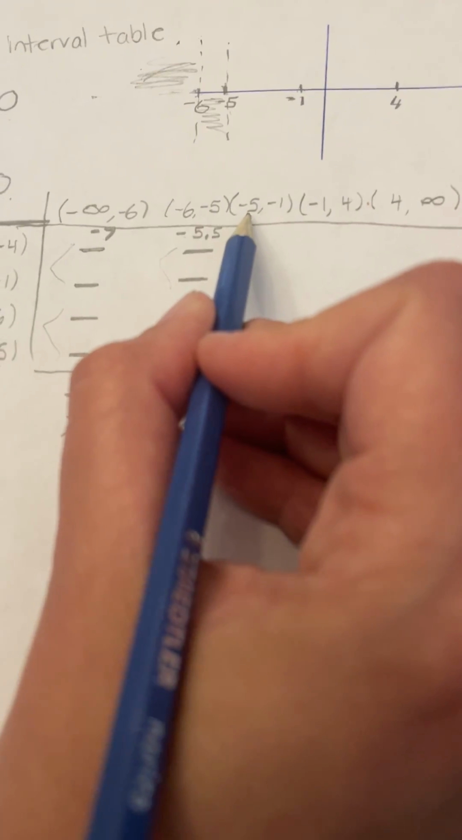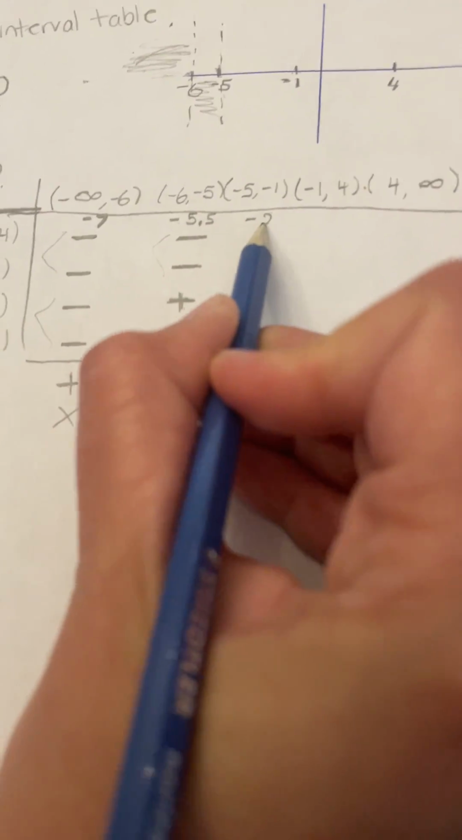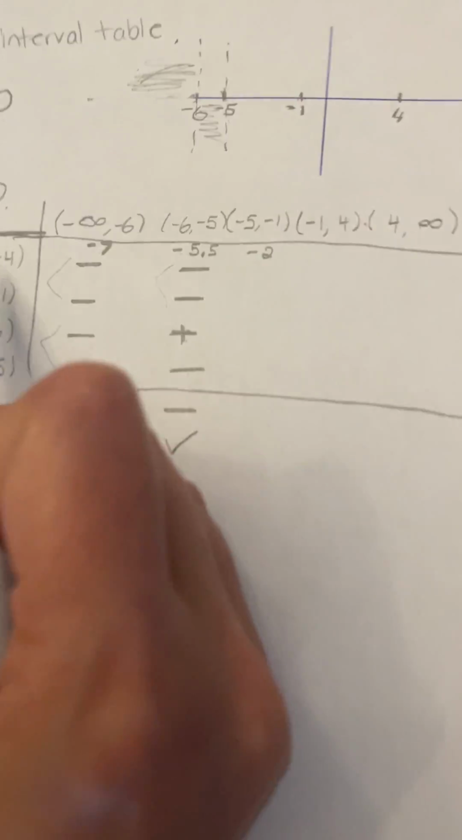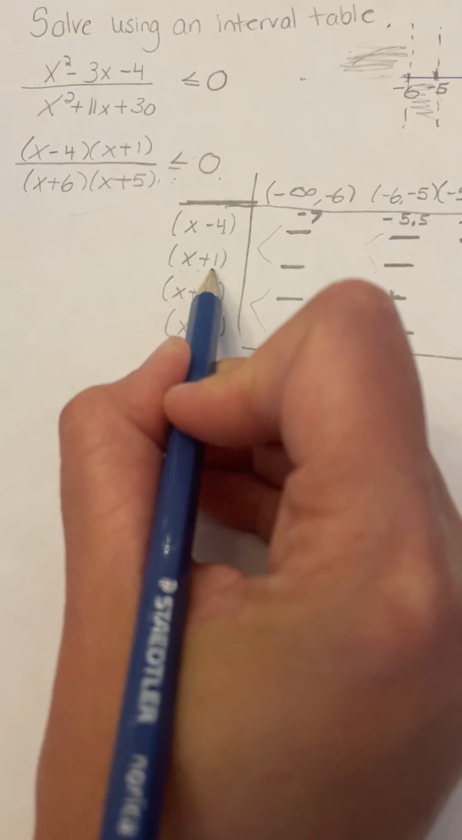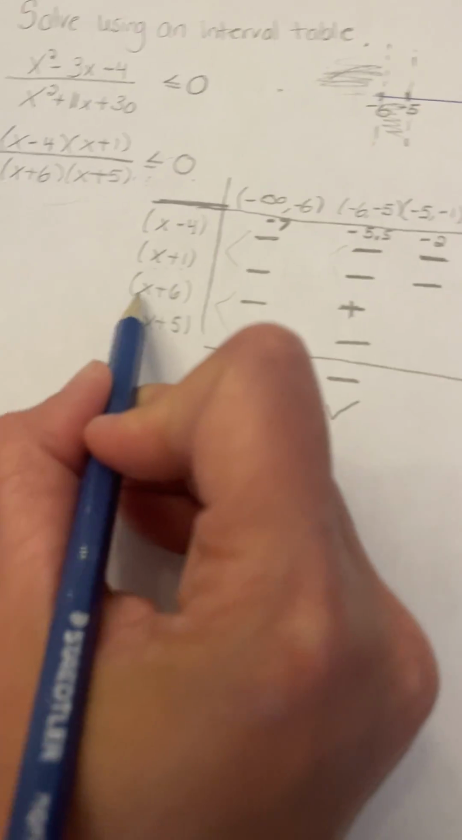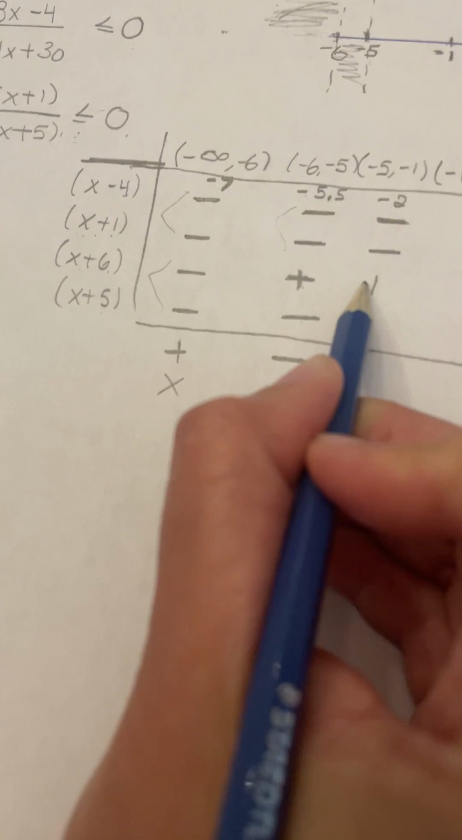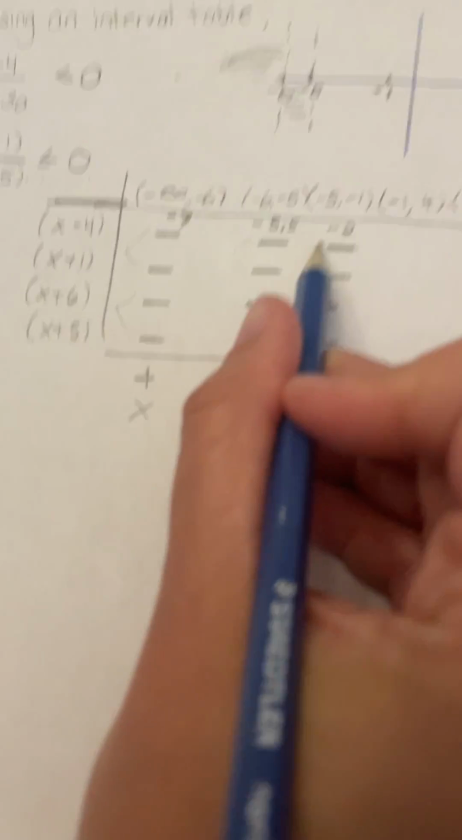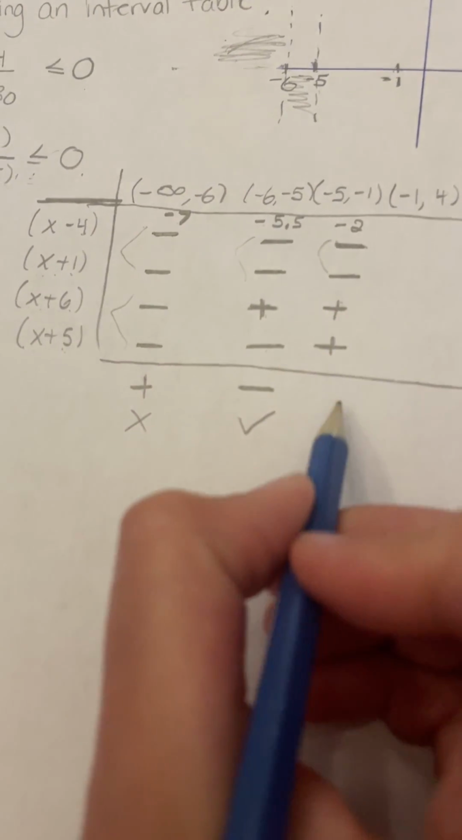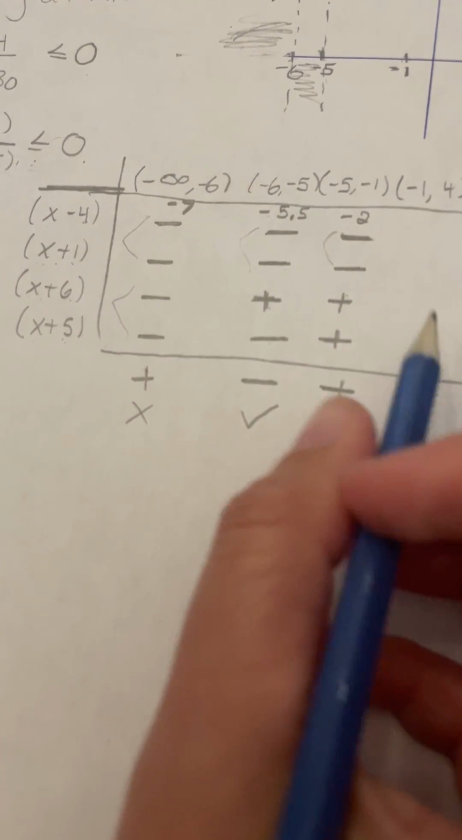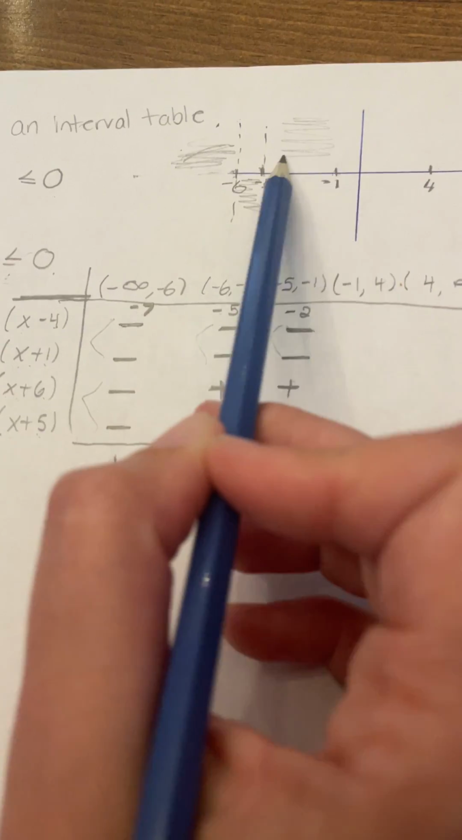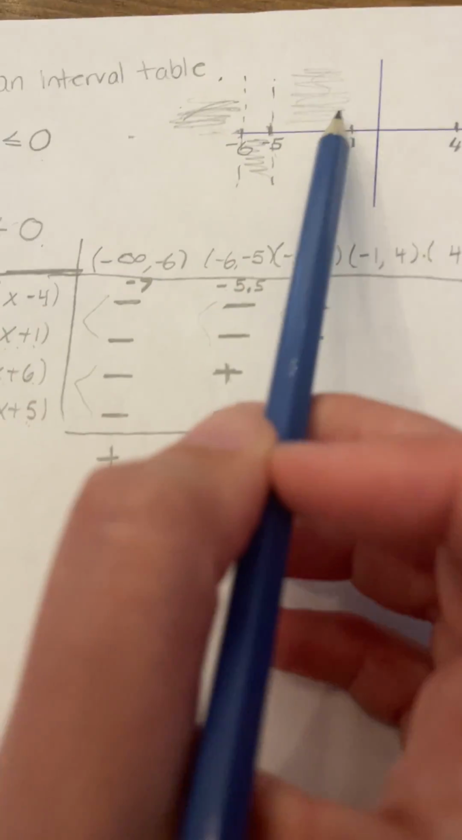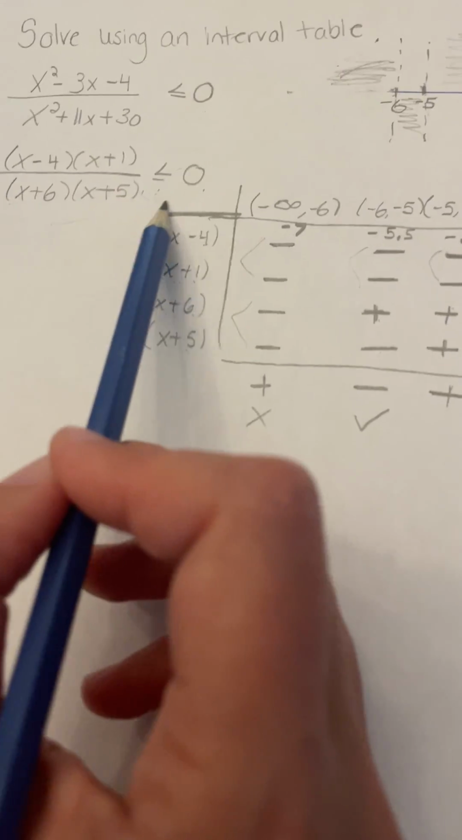Pick a number between -1 and -5, any number you want. I'm just gonna pick -2. If I plug that in, -2 subtract 4, we have a negative. -2 plus 1 is going to be a negative. -2 plus 6 is gonna be a positive. -2 plus 5 is gonna be a positive. Again, these are gonna pair up to become a positive. These are all positives, so my answer is going to be a positive, which means it's going to be above the x-axis in between -1 and -5, which I don't want. I want to know when it's below the x-axis, less than 0. So that's not a good one.